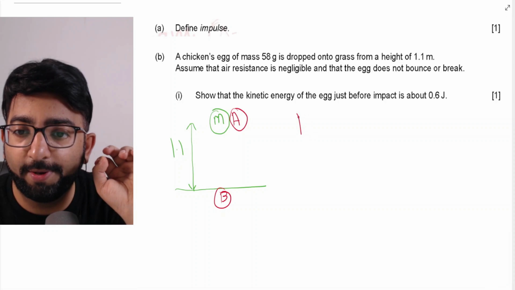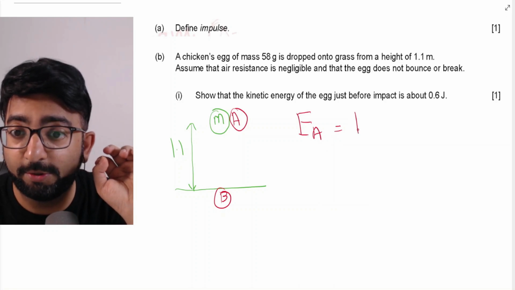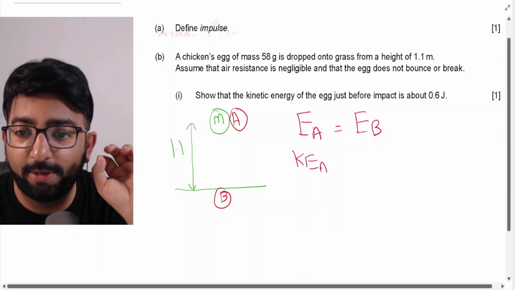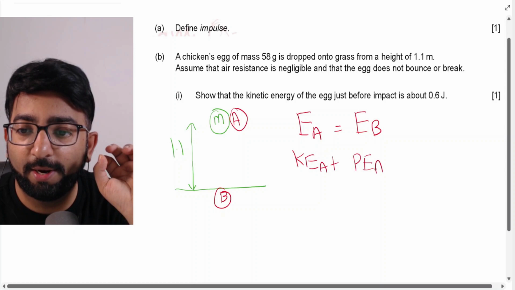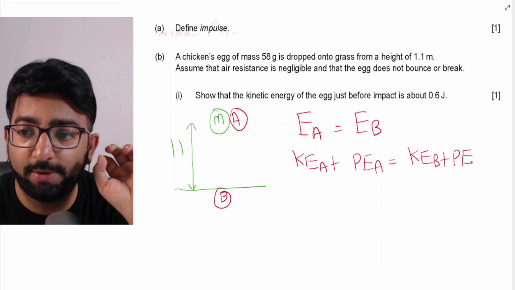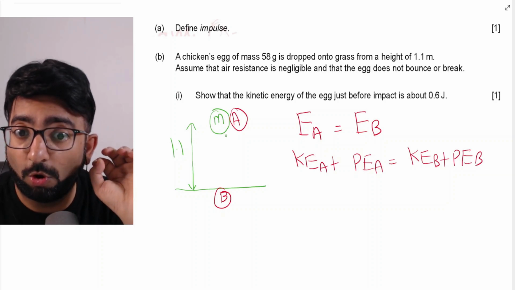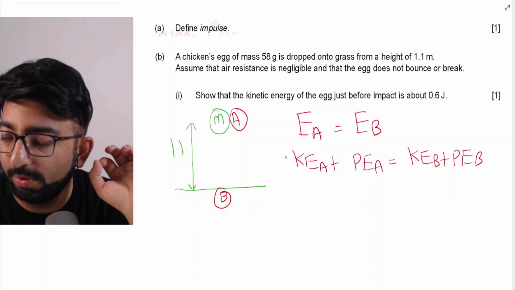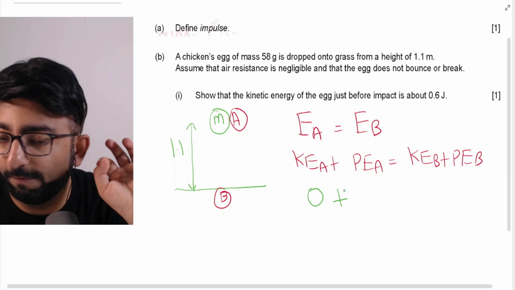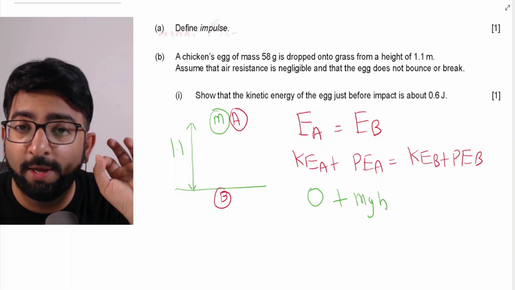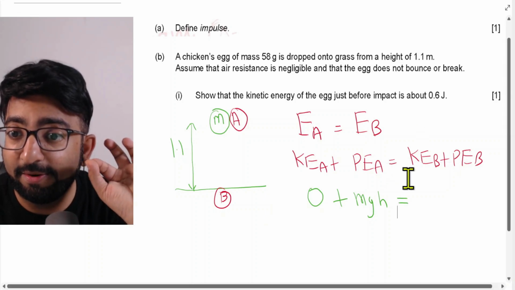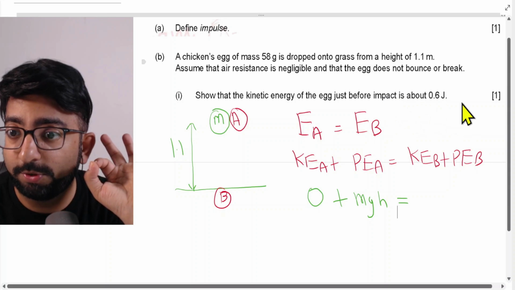According to the law of energy conservation, total energy at A should be equal to total energy at B, which means kinetic energy at A plus potential energy at A equals kinetic energy at B plus potential energy at B. Since the egg was dropped, the initial velocity is 0, so kinetic energy at A is 0. Potential energy is mgh, where h is 1.1 meters. This will be equal to the kinetic energy just before the impact, which we are supposed to figure out.